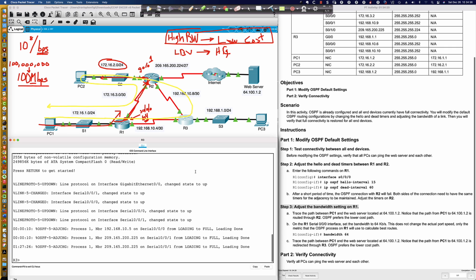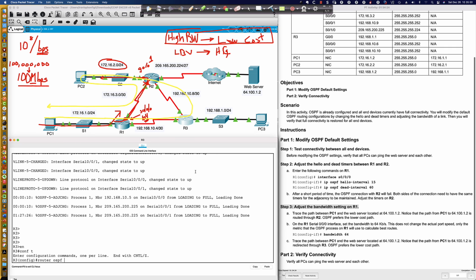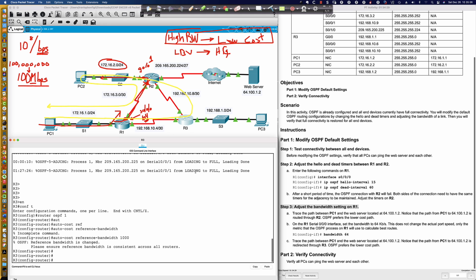And so we come to each of the routers here, and we are going to go into router OSPF 1, auto cost reference bandwidth. Sorry about that. And we want 1,000. And now it is consistent across all the routers in your OSPF routing domain.